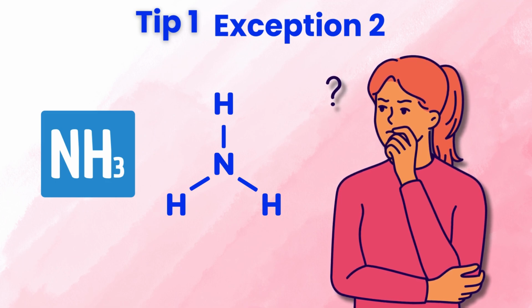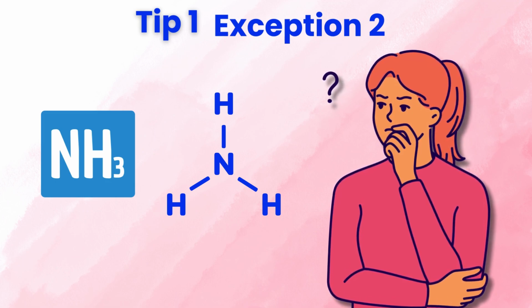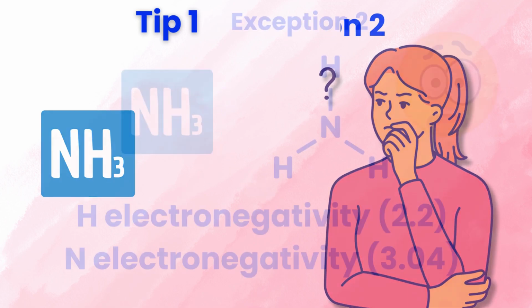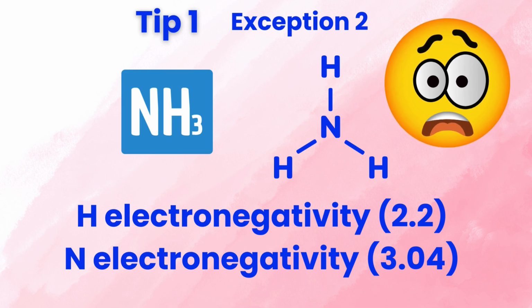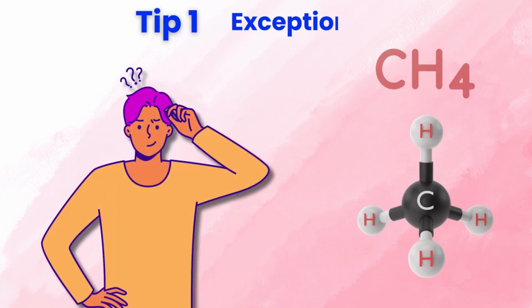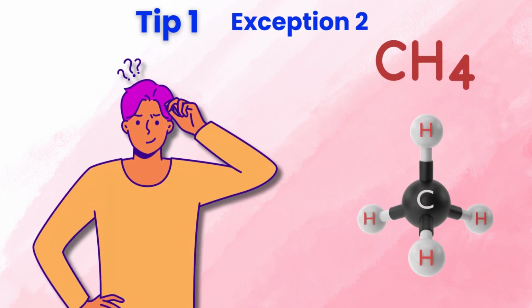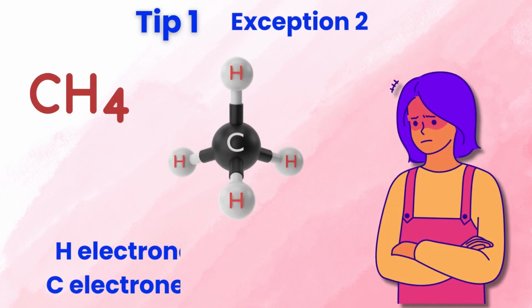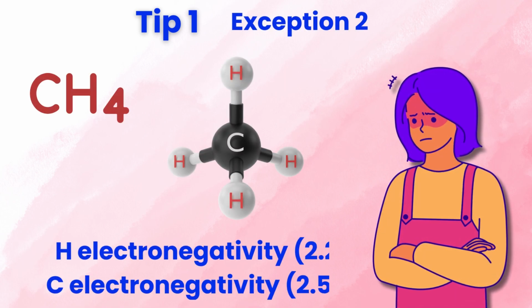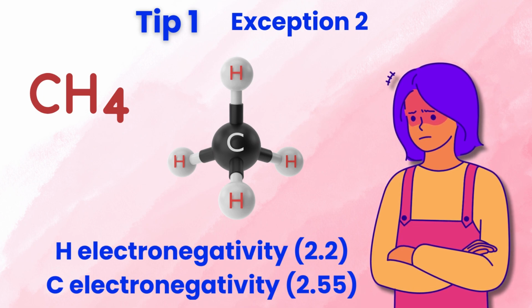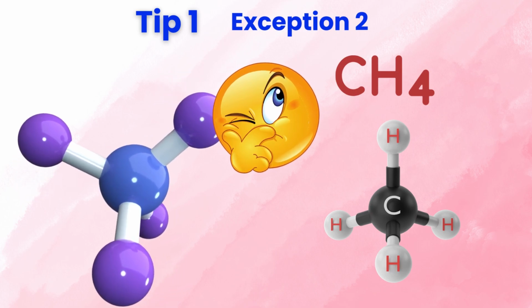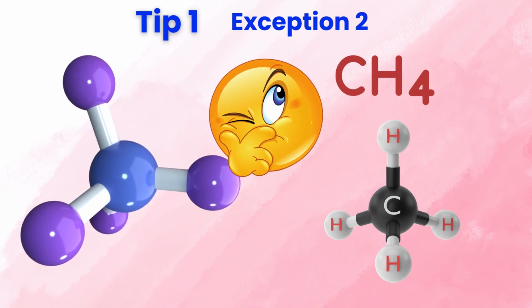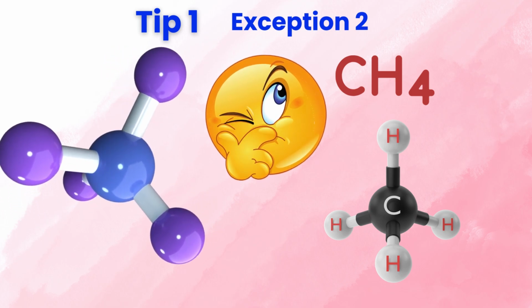Exception 2. In NH3, conventionally, H is written second, even though hydrogen's electronegativity, which is 2.2, is lower than that of nitrogen, which is 3.04. In CH4, hydrogen is written second, even though hydrogen's electronegativity of 2.2 is lower than that of carbon, which is 2.55. This is because CH4 is an organic compound, and organic compounds are written starting with carbon.